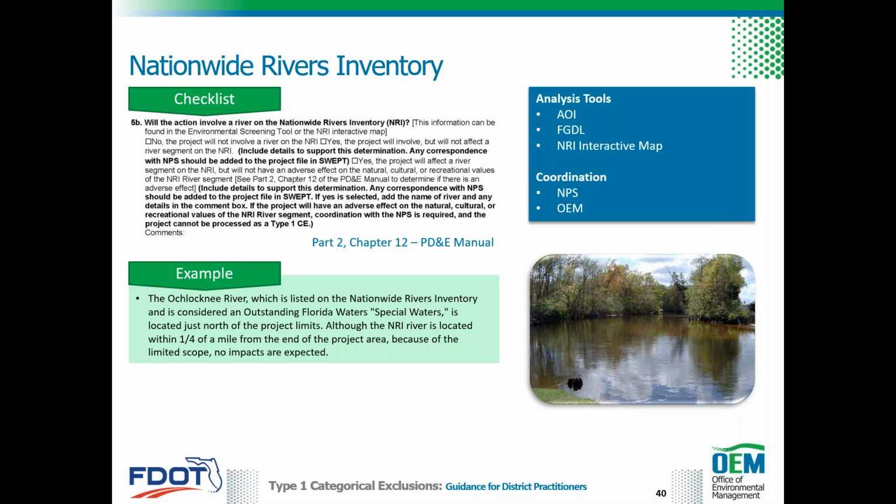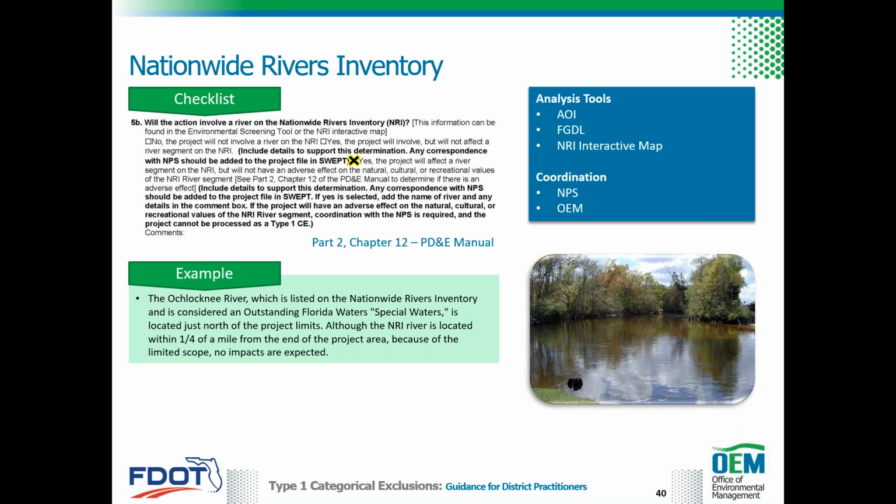If the project may affect the NRI listed river, then the first step is going to be to determine if there will be an adverse effect on the natural, cultural, or recreational values of the river segment. If it's unclear whether the project will adversely affect a river segment, then the National Park Service can provide technical assistance.